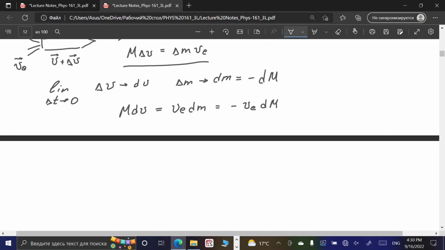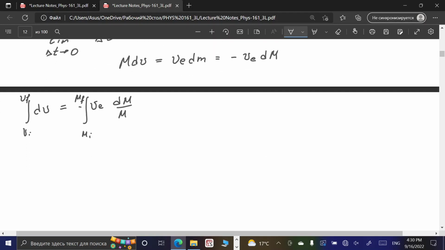And now we can express dV, which will be minus V exhaust times d capital M over M. Our goal is to find velocity, so we need to integrate. We integrate from V initial to V final, and here we integrate from M initial to M final. On the left side, we have V final minus V initial. Here we can take out of the integral minus V exhaust. Here we have the integral from M initial to M final of dM over M.